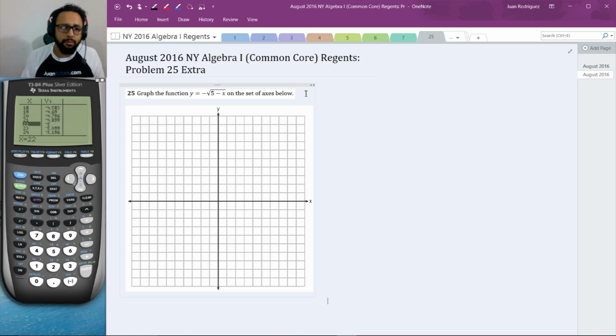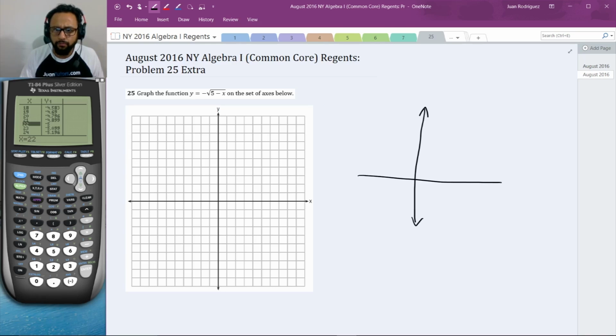So how do we do this problem? I'm going to first establish that, again, we can do it on the calculator, but I want to do a quick thing over here. If this is my graph paper, this is a sideways parabola. I recognize these radicals as sideways parabolas.